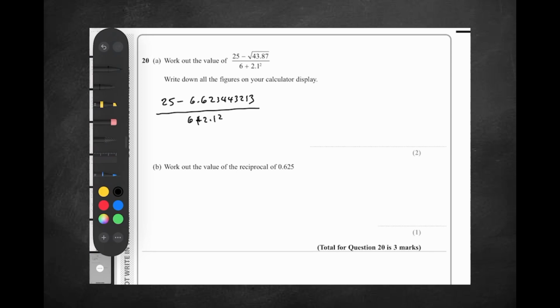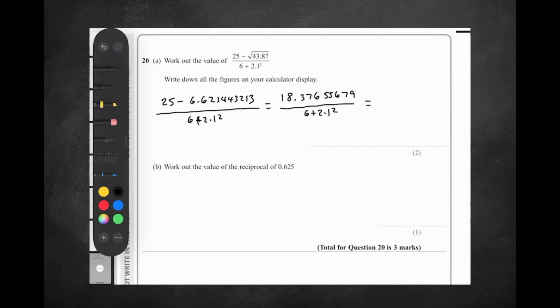Now I'm going to leave that number on my calculator display, and I'm going to do 25 minus the answer. So I've still got a nice long number. It's now 18.3765569 over 6 plus 2.1 squared. I'm going to leave my answer on there again, and I'm just going to press divide, and then in brackets, to make sure I do this bit first, I'm doing 6 plus 2.1 squared in brackets and dividing by that.